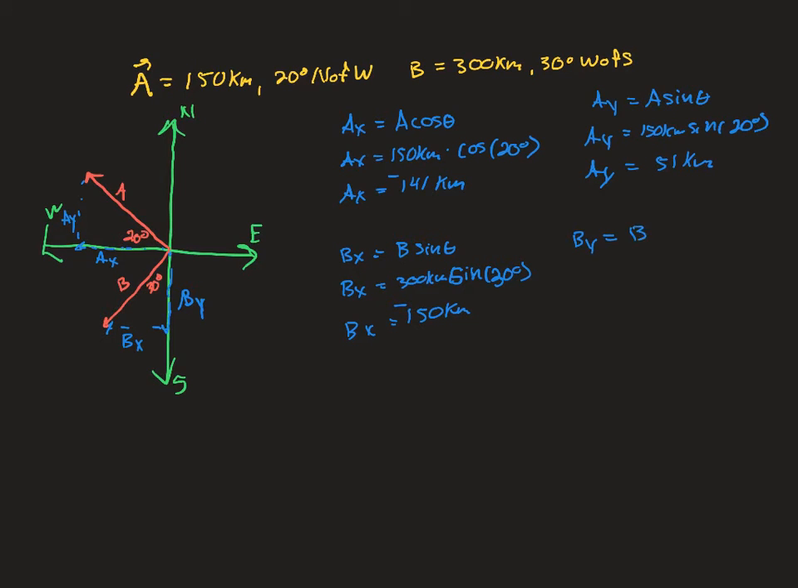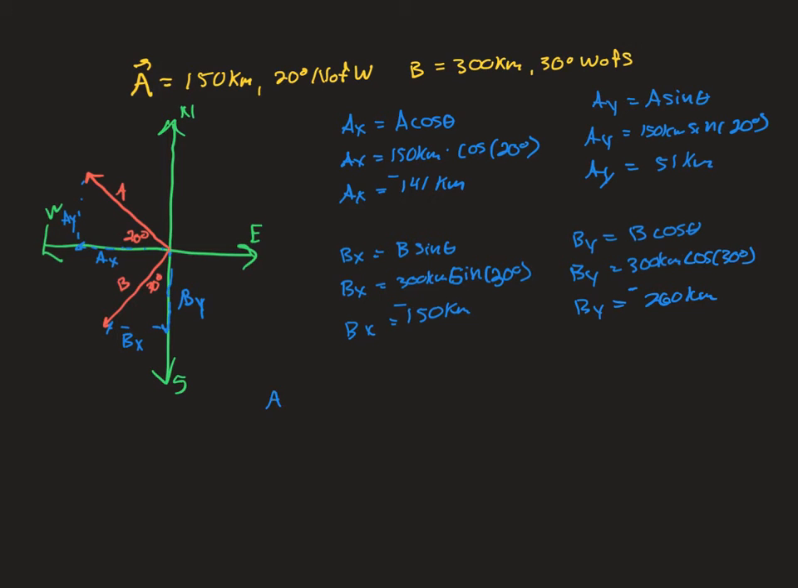And B of y is going to equal B times the cosine of theta, because the y component is adjacent to the 30 degrees. And look at me, writing sine automatically. So cosine of 30 degrees. So that should give us 260 kilometers, but that's also in the negative direction because it's pointing downward, so we're going to put a minus sign there.